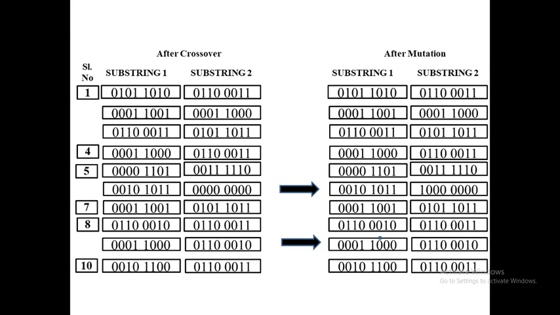This step is crossover. After crossover, I rearrange all the things and go with the mutation operation. The mutation operation is conducted with the mutation size, which means how many strings I conduct the mutation on. To identify the mutation size, I use this formula: population size into bit length into mutation probability. In this problem, population size is 10, bit length is 8 digits, and the mutation probability is 0.1, so 10 into 8 into 0.1 is equal to 8.